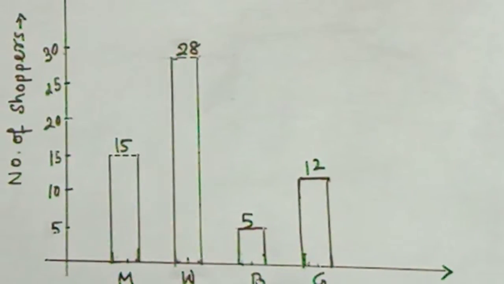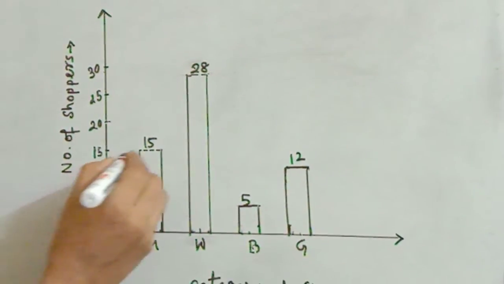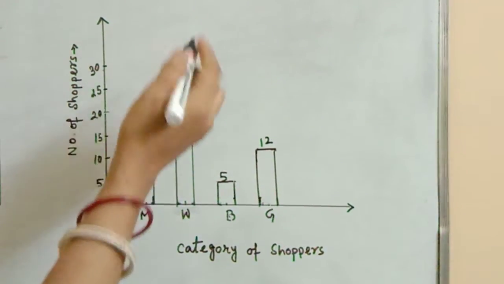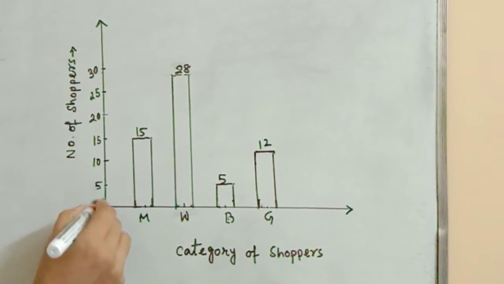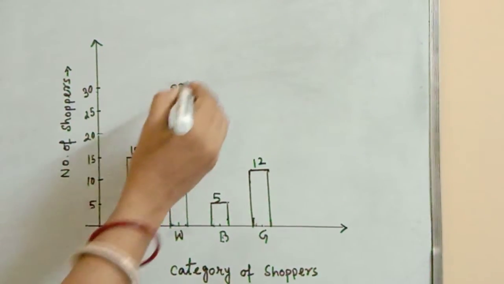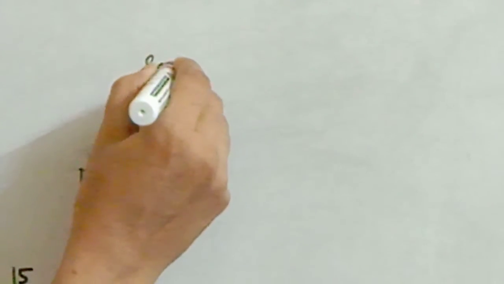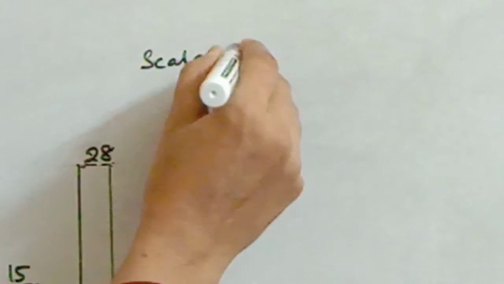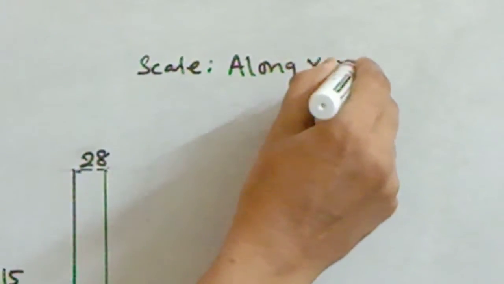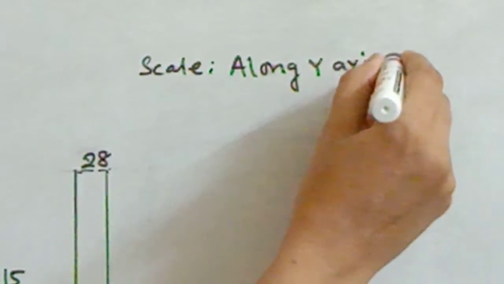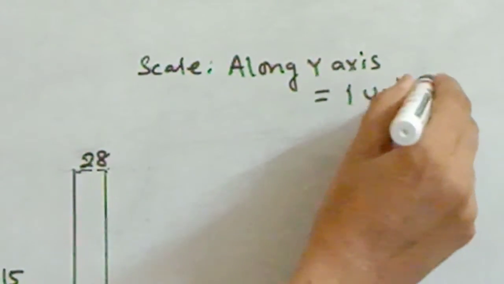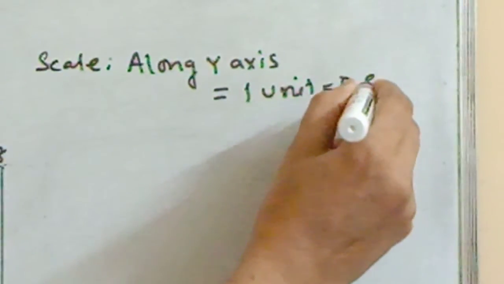Now you can see the bar graph illustrating the frequency distribution table. You have to draw the bar graph and you have to mention the scale also. Scale along the y-axis: 1 unit is equal to 5 shoppers.